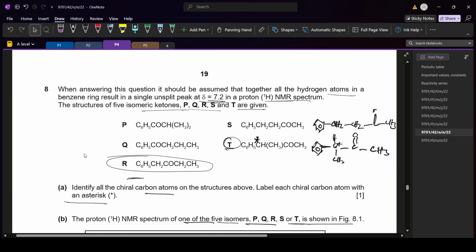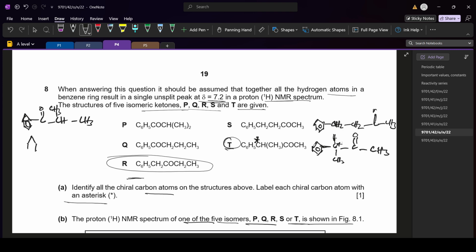Let's delete all this. So let's draw these structures again. So you have a benzene ring, then you have a carbonyl group, then you have CH3 and CH3. Then you have a benzene ring for Q, you have a ketone group, CH2, CH2 and CH3. Then you have this group CH2, C double bond O, CH2, CH3.